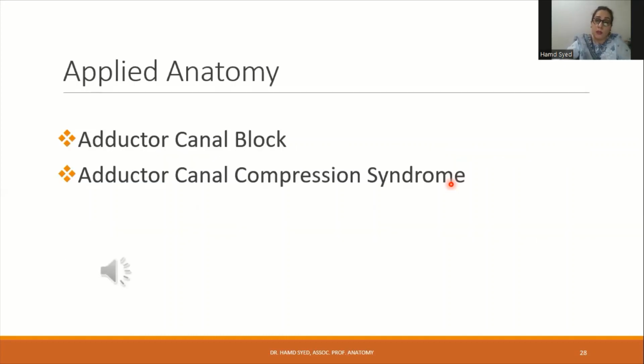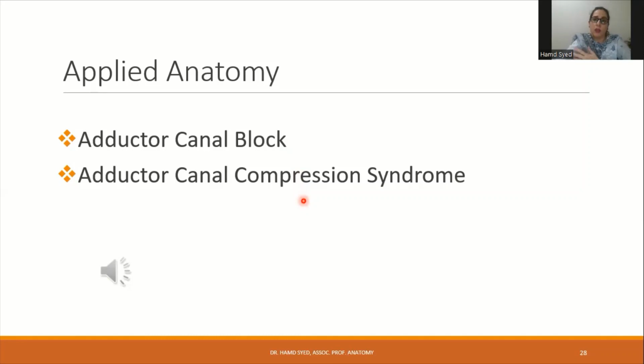Okay, so let's talk about the applied aspect of this very important region, which is the adductor canal. The first thing you should know about is the adductor canal block. Local anesthesia can be produced by blocking the saphenous nerve in the adductor canal, and this produces a region of localized anesthesia on the medial aspect of the lower 2/3 of the thigh and the upper part of the medial aspect of the leg and the knee. So certain procedures can be performed after performing this local anesthesia.